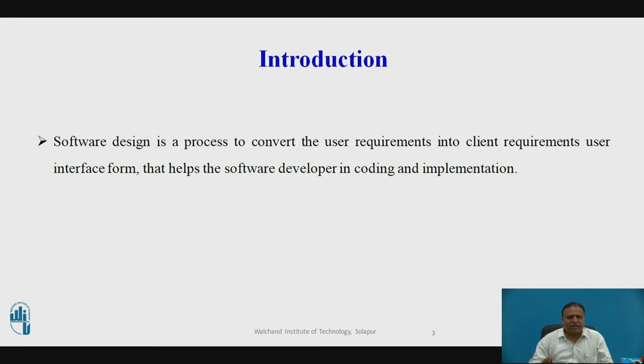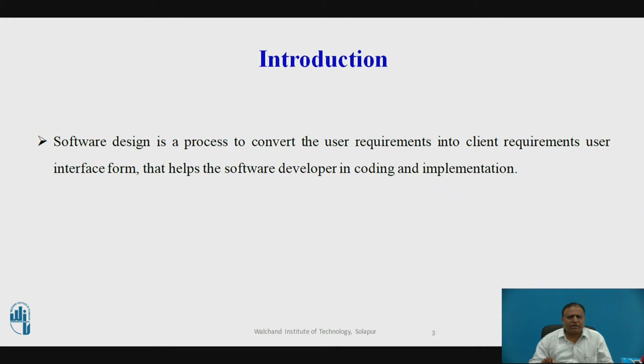Introduction. Software design is a process to convert the user requirements into a user interface form that helps the software development in coding and implementation. The software design deals with portraying the client's requirements, which are described in the software requirements specification document, into a user interface form.